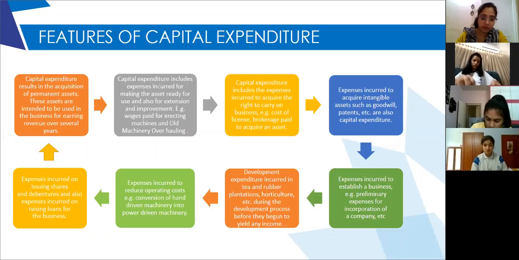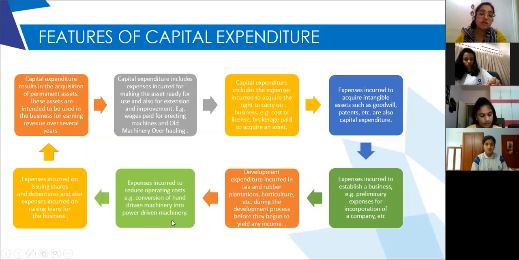Expenses incurred to reduce the operating cost, like conversion of hand-driven machinery into power-driven machinery. I just told you that I have a manual machine, and when the laborers are working, they're only producing 50 units a day. But I'm going to put a motor in it so that it becomes automatic. So from 50 units, now I'm getting 200 units a day. This is done to improve the asset of the company, so this becomes a capital expenditure.